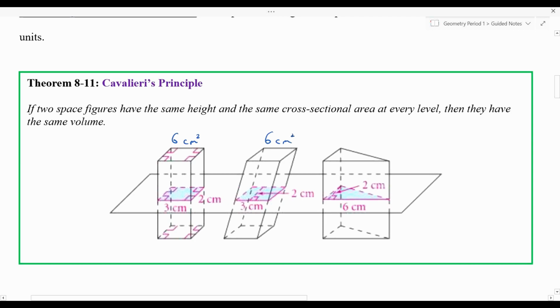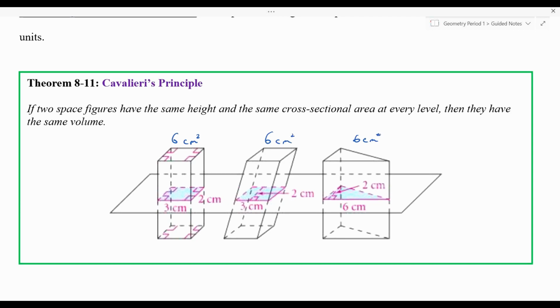Our last prism is a triangular prism, which has triangles as its bases. We have a right triangle here, so we can use the formula for the area of a triangle, half the base times the height. Half the base here is 3, since half of 6 is 3. 3 times 2 is 6. So we also get 6 square centimeters for the cross-sectional area. And they all have the same height. Since they all have the same height, they will have the same exact volume.